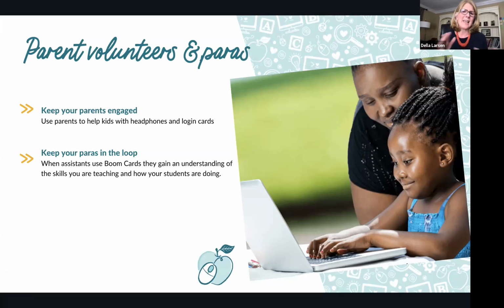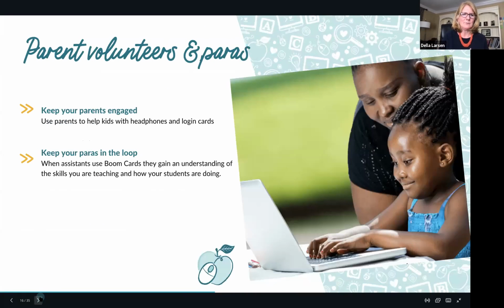And kind of on that same vein, if you have paras or assistants in your classroom, we never had time to meet with them and go over our kids' skill level. But when I would give them Boom decks, they could very clearly see Jaden is way more advanced than Amaya. And they could see the skills that were being worked on. And it was almost giving them a little training on what they needed to do next. So Boom is great for parent volunteers and for keeping the paras in the loop of what's working.